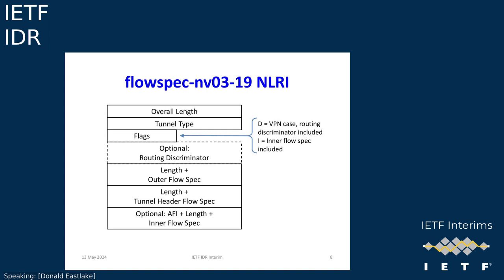And in either case, if those are null, they would always match, whereas the two are ANDed together. And then whether or not you want to match things after the tunnel header is indicated by a bit in the flags. That's the I, which indicates there's an inner flow specification. So if that's present, then you have to provide an AFI for that and the length and the inner flow specification. So that's the overall structure. Next slide.